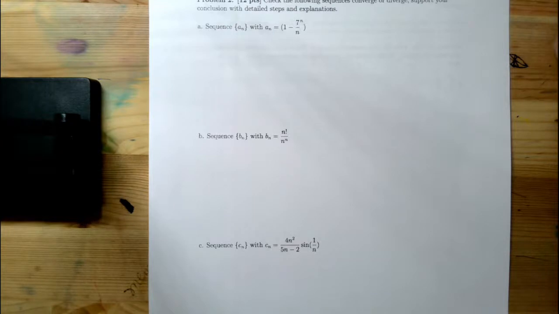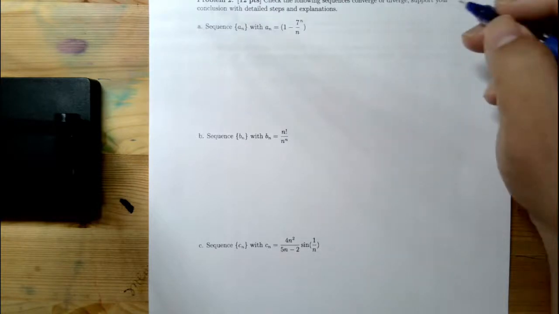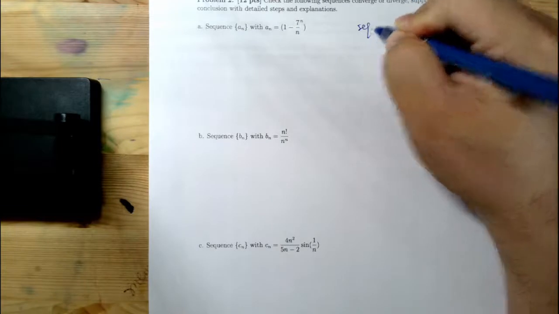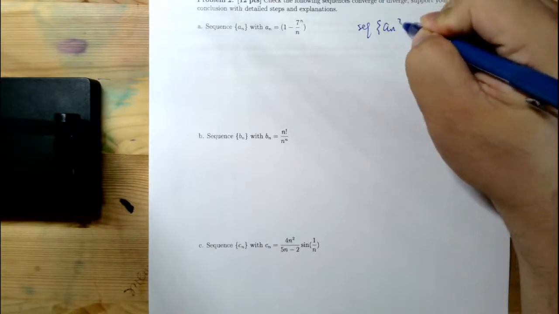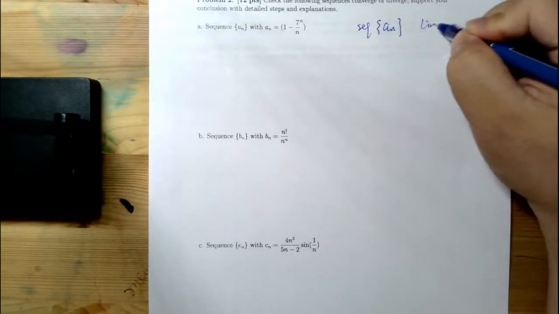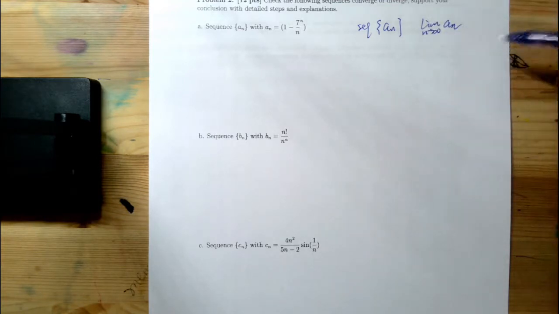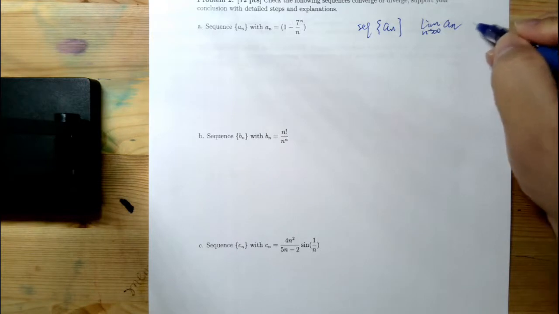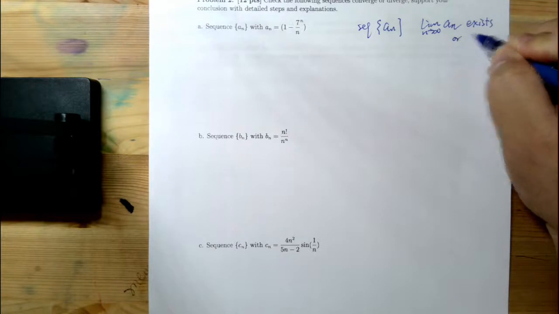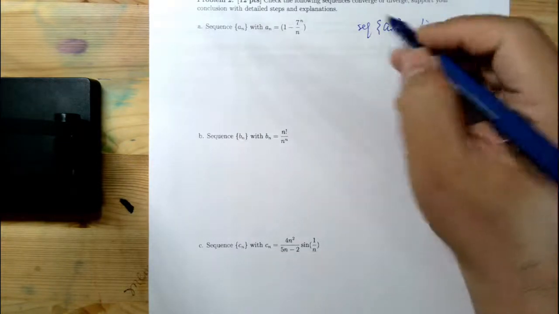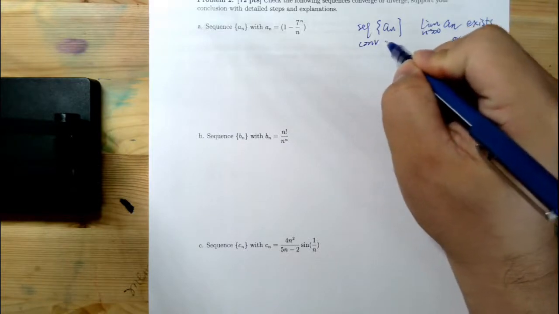We know that, given a sequence, to check whether it converges or diverges, all we need to do is check whether this limit exists or not.